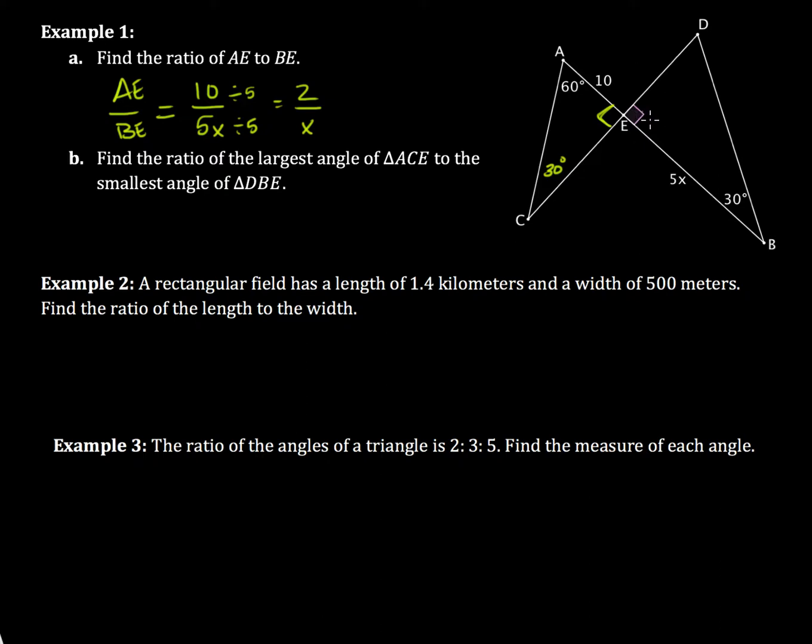Over here, I have my 90-degree angle. I have a 30-degree angle here. So that's going to be a 60-degree angle here. Now, the order in which these things are listed in my ratio is important. The first thing that's listed goes on top of my fraction.